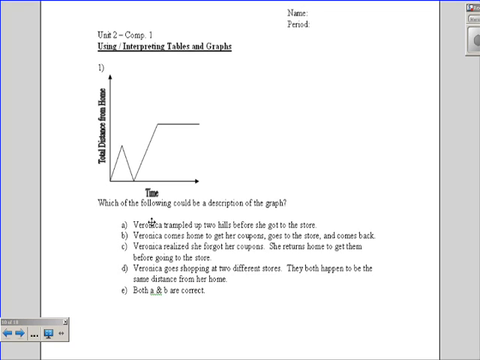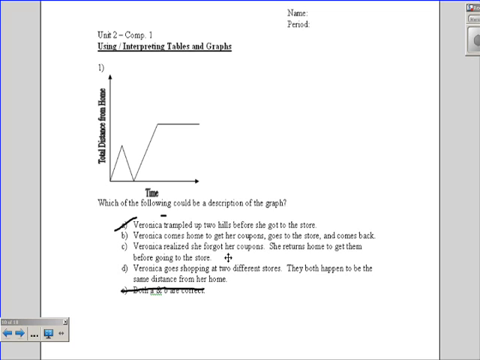Well, I can take a look here and say, Veronica trampled up 2 hills before she got to the store. This graph does kind of look like hills, but we don't really know anything about what she traveled on. We just know the time that she's traveling. So anytime it says that she went up 2 hills or climbed a mountain or fell down into a ditch, that's kind of a distractor, and that's not going to be the correct answer. So I can get rid of that. I can also get rid of both A and B are correct now because I've eliminated A as a possible answer. So what else do I know?